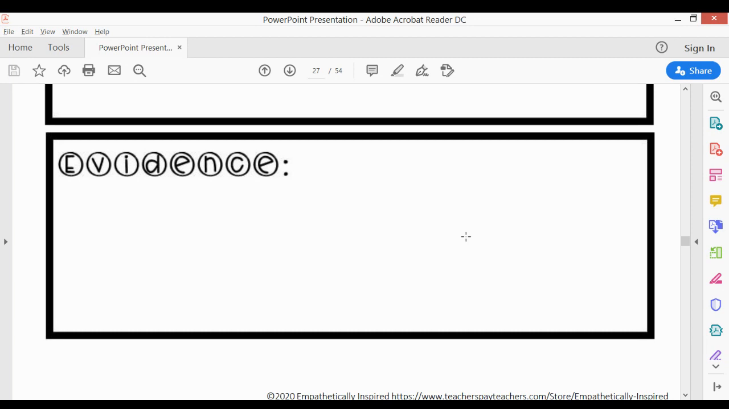And then giving evidence, you're going to take actual events that happened in the book and either put them in your own words or you're going to use quotation marks to tell me.